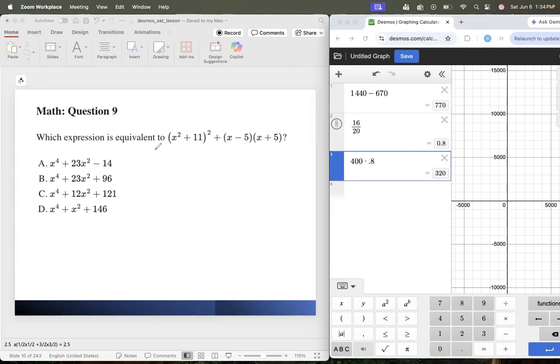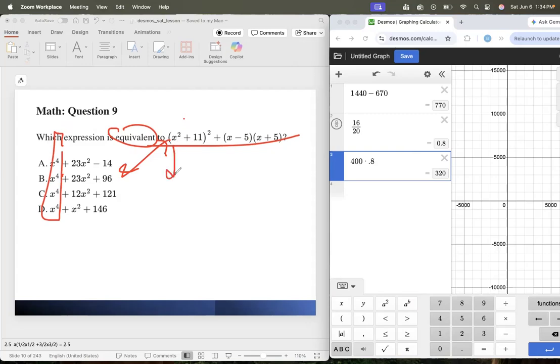Question 9, which expression is equivalent to that? We already talked about it. Equivalency means they are the same, but expressed in different way. The best is to look at this and compare it to that. And I see that all the answers start with S raised to 4. That means I got to convert this into S raised to 4. That means I got to expand it. And then you have to expand this.